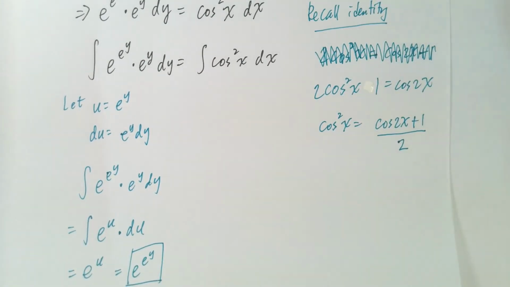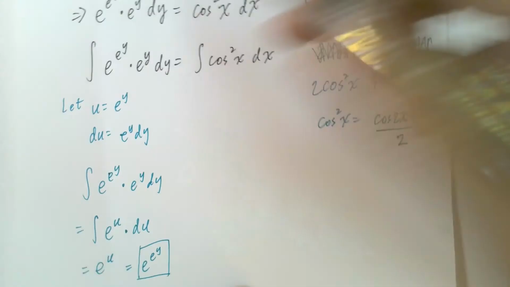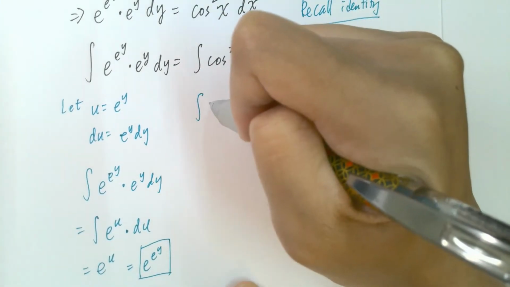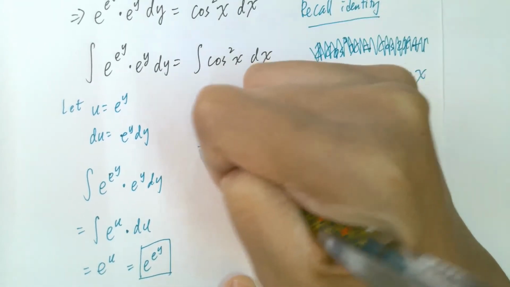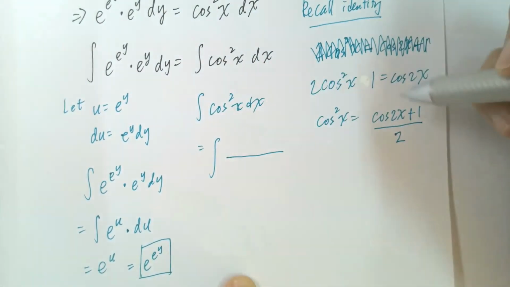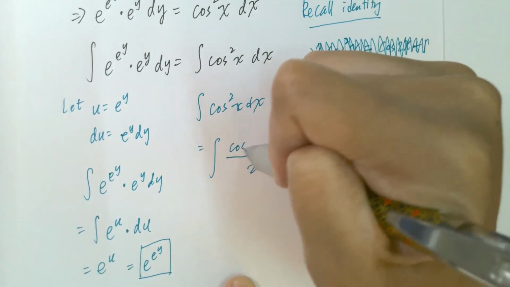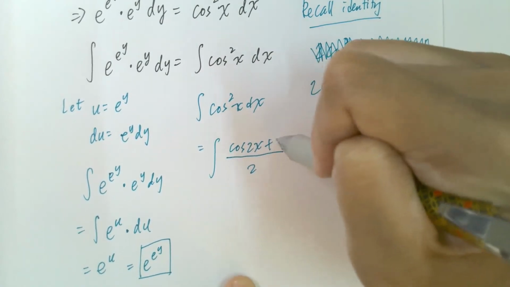But so on the right-hand side, instead of cosine square x dx, we're integrating this identity here, plus 1 dx.